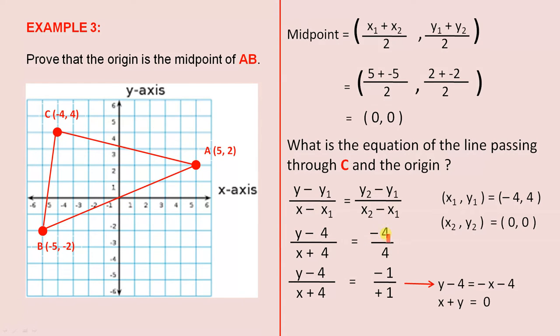So you substitute all those points in to get to this line. Some simplification to get us to that line. Some cross multiplication to get us to this line here where the red arrow is. And lo and behold, when we simplify that, the equation of the line passing through C and the origin is x plus y equals 0.